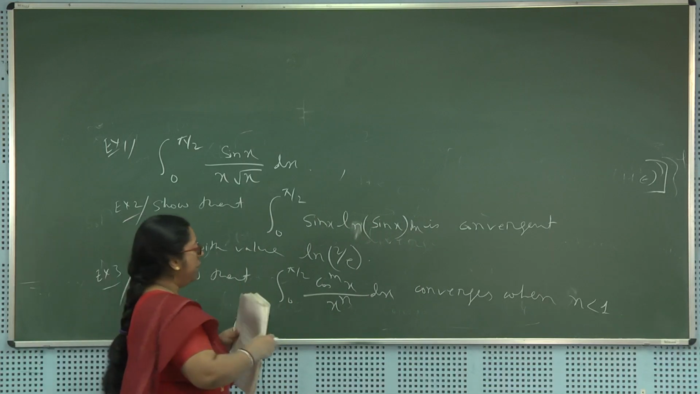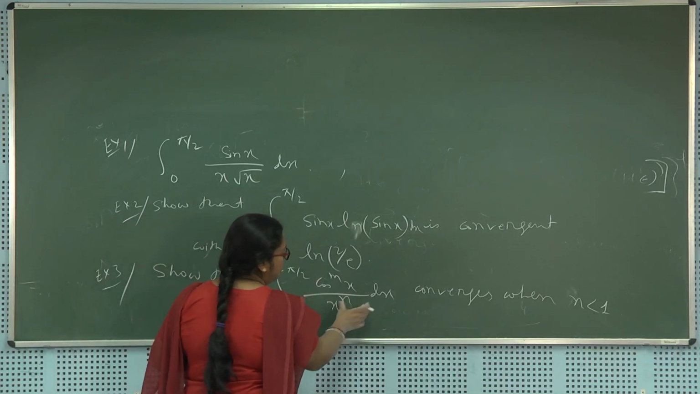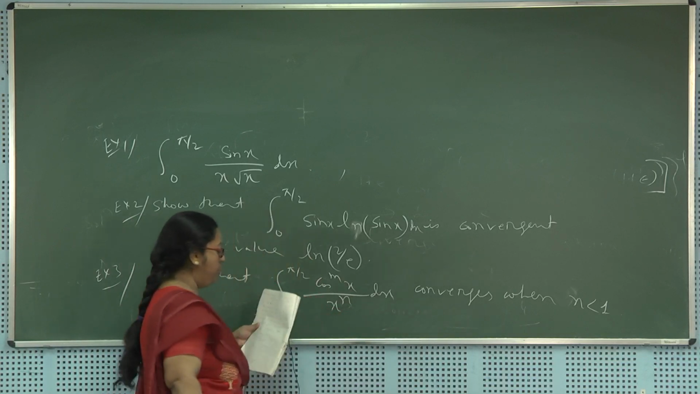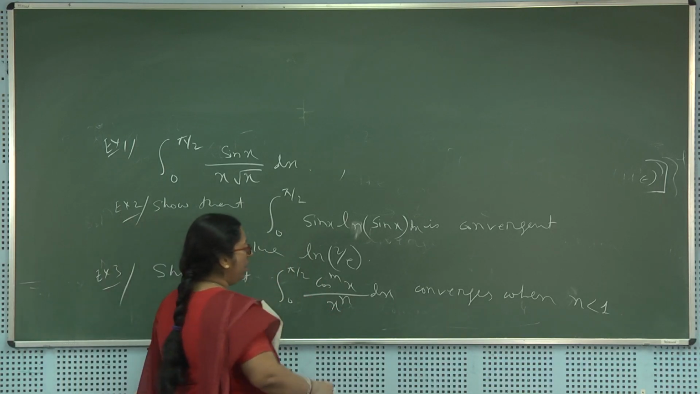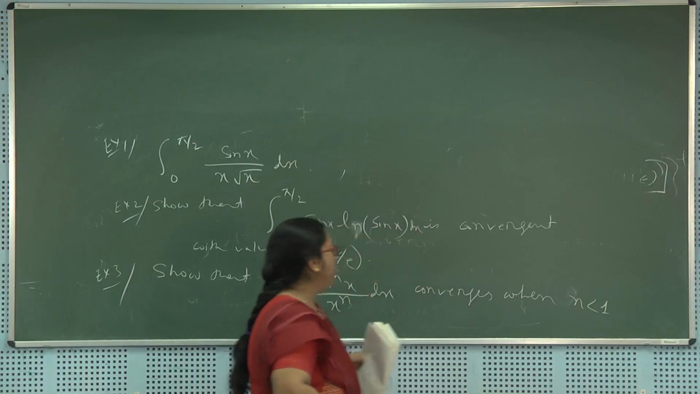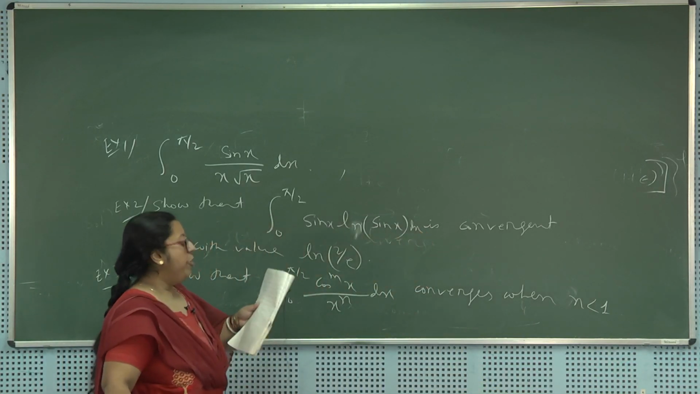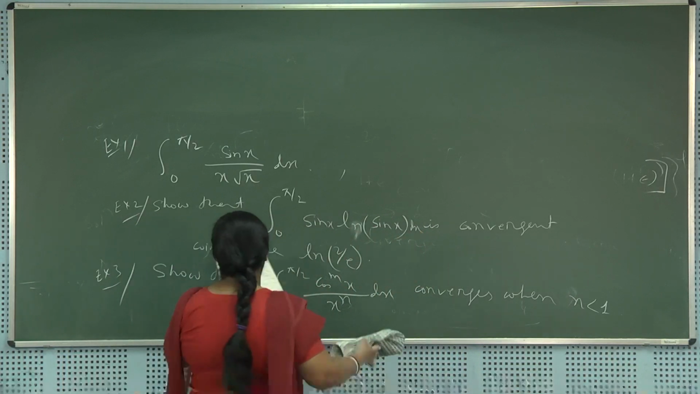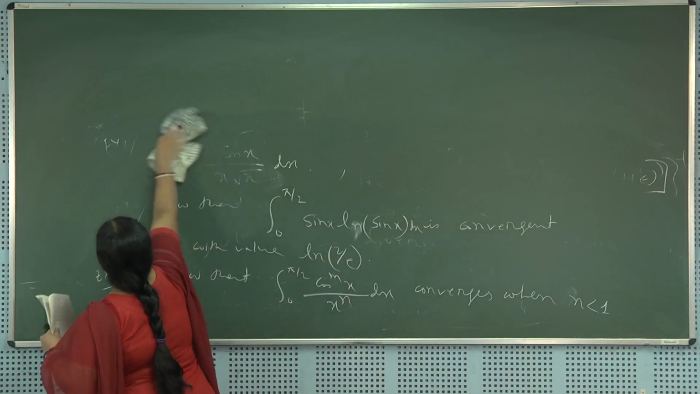So, basically you have to show, let f(x) be this, which is less than or equal to some g(x), which you have to work out, and then you will comment on n, for which value of n this integral will converge. So, you will see that it will converge for n less than 1. You will use comparison test 3.